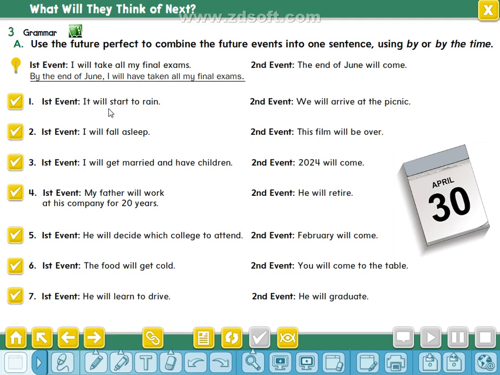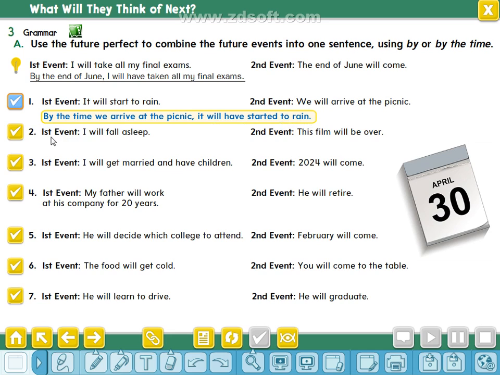Let's study sentence number 1. First event, it will start to rain. Second event, we will arrive at the picnic. Yes, excellent, I can hear you my dear. By the time we arrive at the picnic, it will have started to rain. After by the time, we use the second event. Yeah, and the first event will be in the future perfect. It will have started to rain.